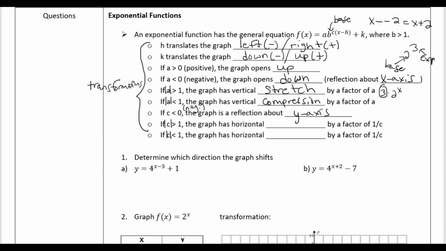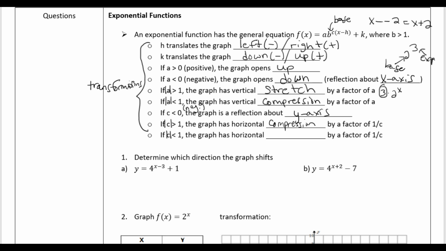Now, if the absolute value of c is greater than 1, that means that we have horizontal. Remember, it reverses. So if you're on the inside and it's bigger than 1, normally you would think it's a stretch, but really it's a compression. So it kind of reverses when you're dealing with the inside, with the x stuff. All right, so horizontal compression by a factor of 1 over c.